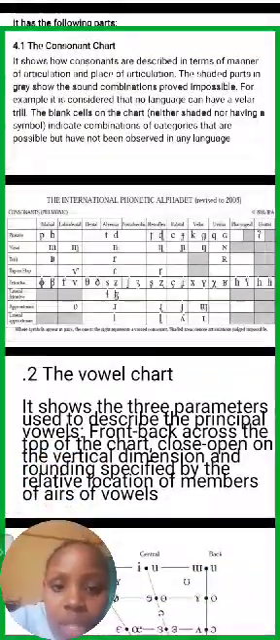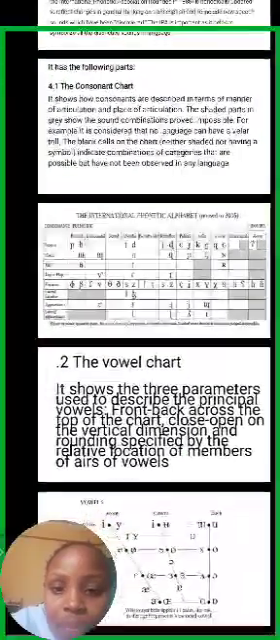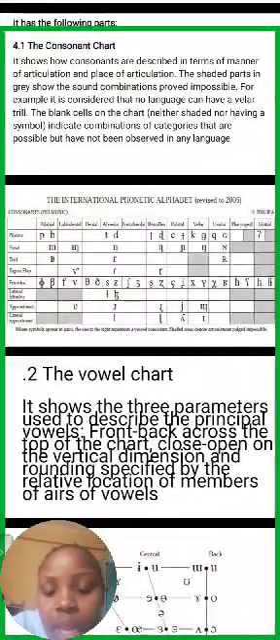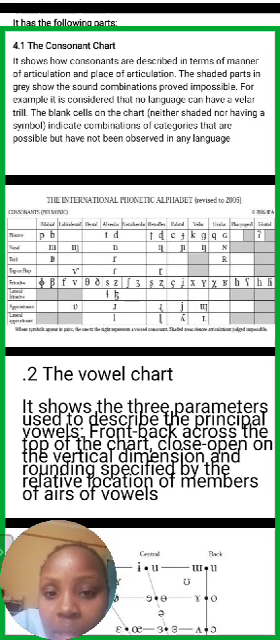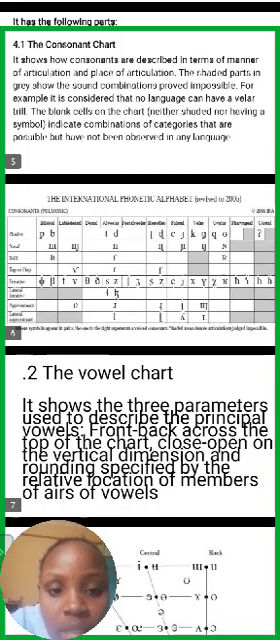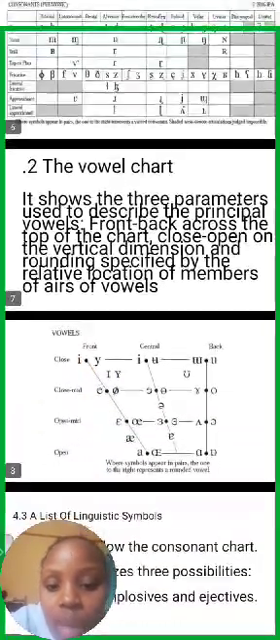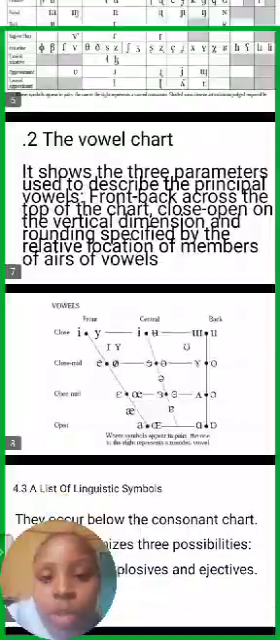I want you to look at that chart and learn those words like bilabial and plosive. We have P and B. We have the alveolar and the plosives. We have T and D. So I want you to look at that chart and make sure that you master it. Then let's move to the next part.